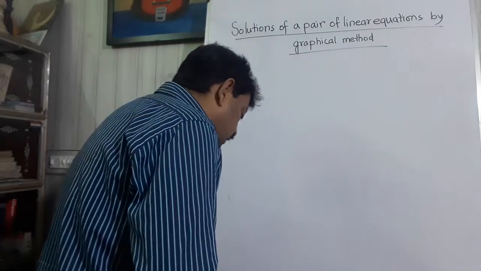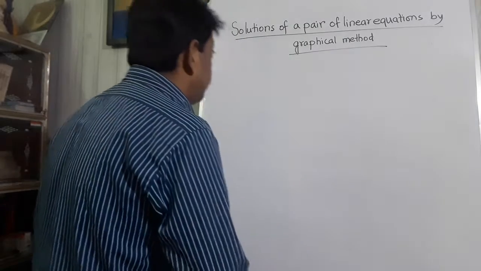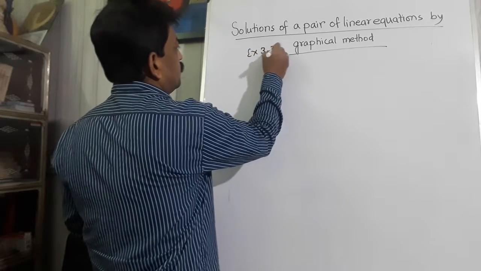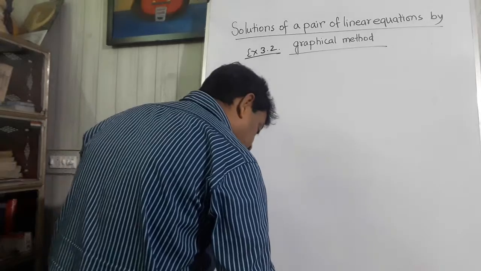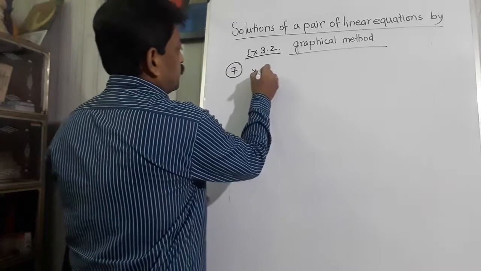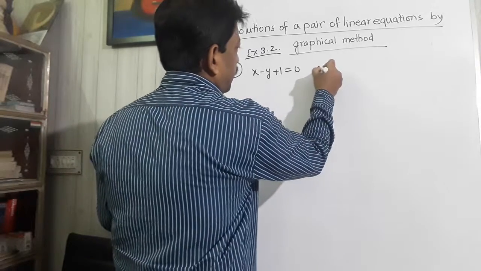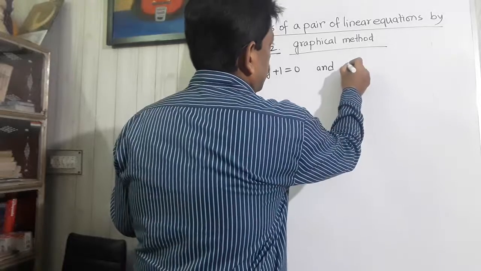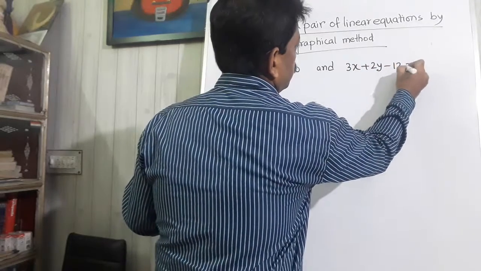The equation is given from the NCERT textbook. This is exercise 3.2, question number 7. A pair of linear equations is given here. x minus y plus 1 equals 0, and the second equation is 3x plus 2y minus 12 equals 0.